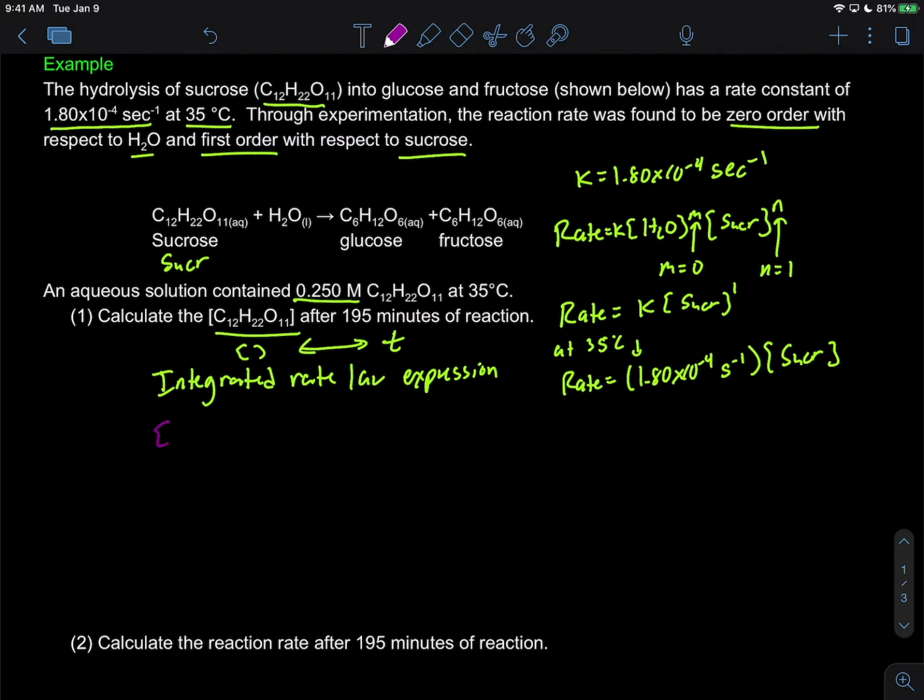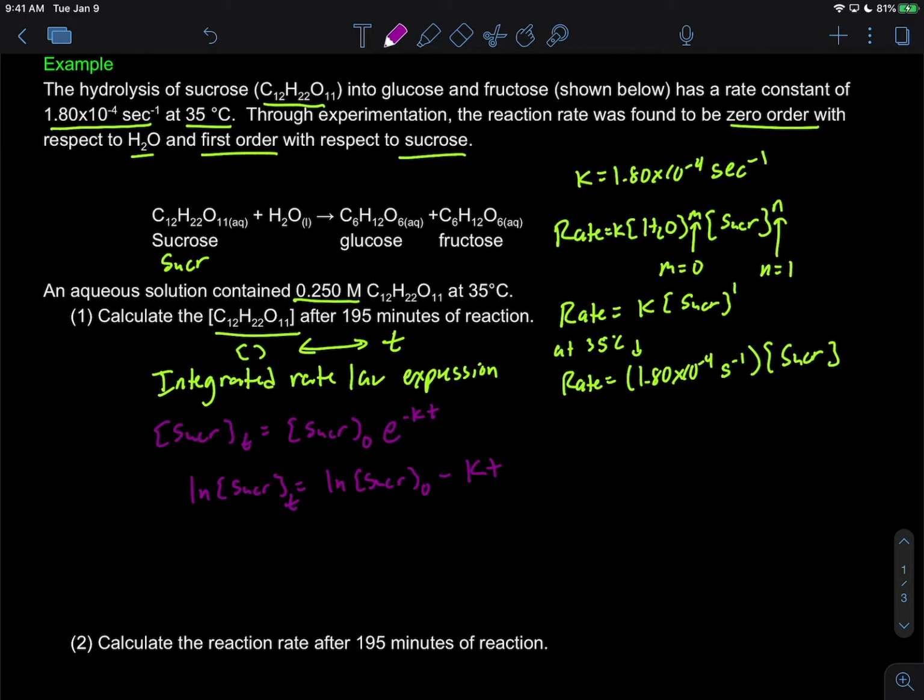So we have the concentration of sucrose at some time equals our original concentration of sucrose times e to the negative kt. And then we also have the natural log of the concentration of sucrose at some time equals the natural log of sucrose initially minus k times t. So we notice there's two expressions here. They're all relating four variables: concentration of sucrose initially and at some time, and then our k value and time t.